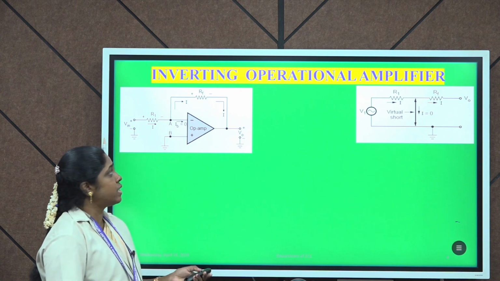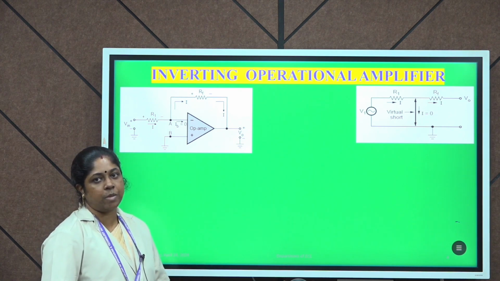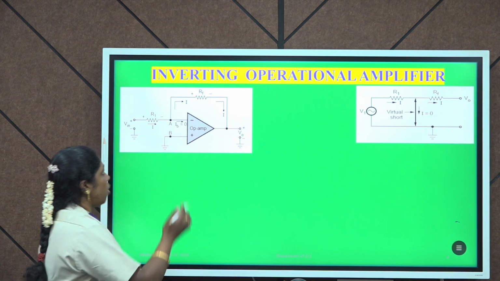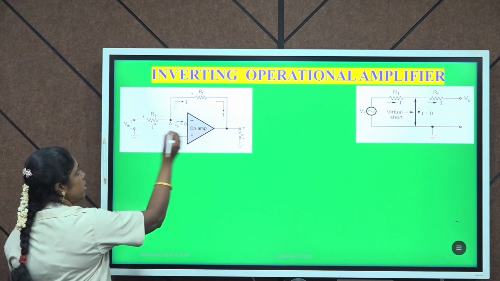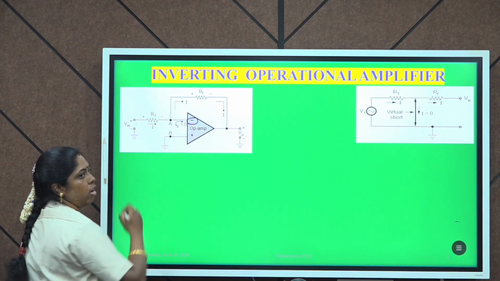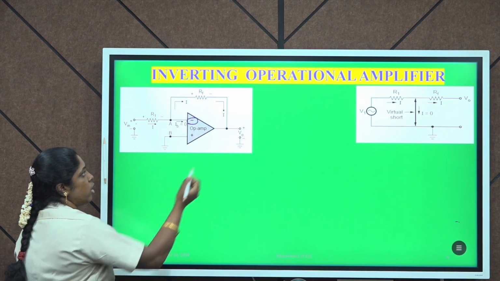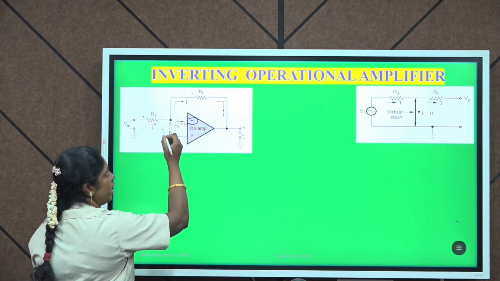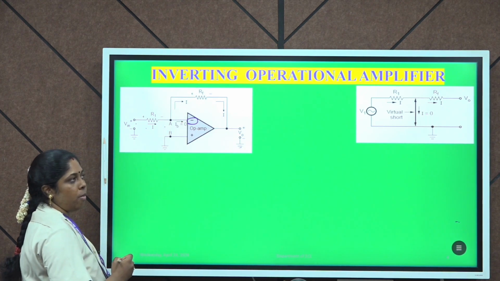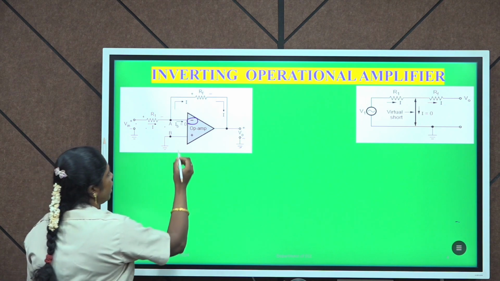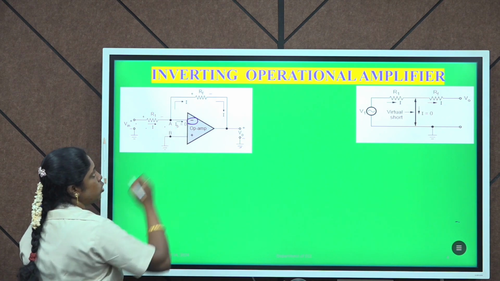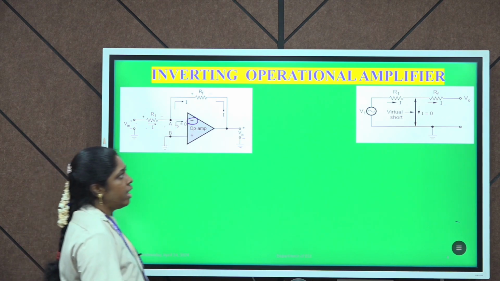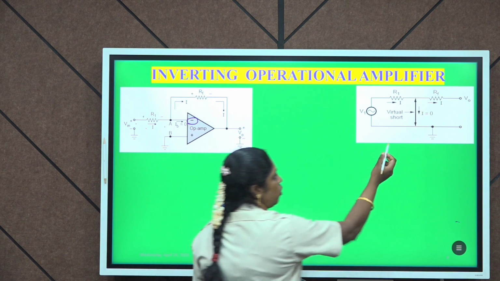Next, I am going to discuss the inverting operational amplifier. In the inverting operational amplifier, the input is given to the inverting terminal, so that the output will be the inverted version of the input voltage. Before entering into the inverting operational amplifier, we should know the virtual ground concept.